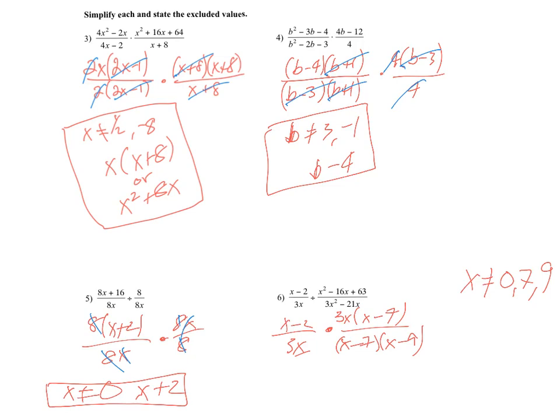Start factoring out what we can factor, or crossing out what we cancel. 3x cancels 3x. X minus 7 cancels x minus 7. And what we're left with is x minus 2 over x minus 9. With our restrictions, x can't be 0, 7, or 9.